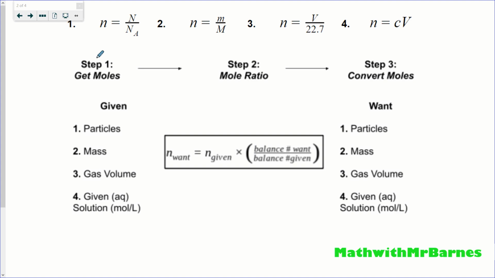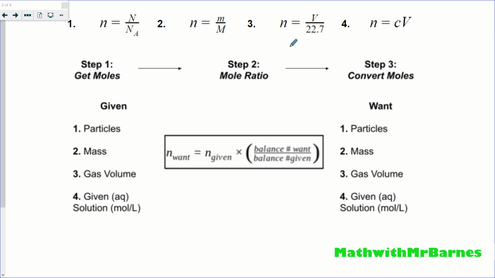So we got these four formulas that we've learned over the last few months. The first one here is moles. Of course, they're all in terms of moles equals. This one is particles over Avogadro's number. This one's mass over molar mass. This one is the STP formula, so volume over volume at STP. And this one is for concentration: number of moles equals concentration times volume.